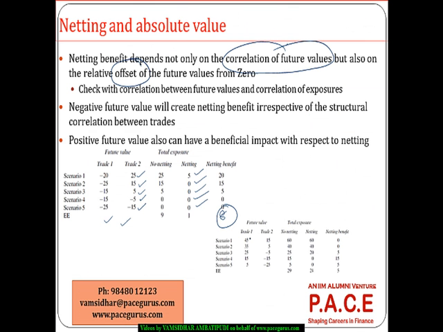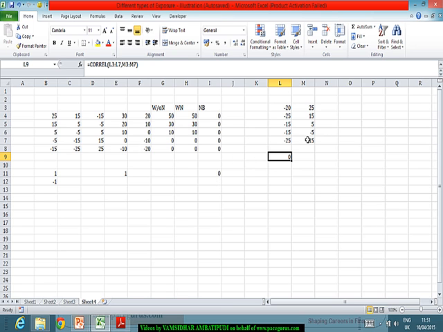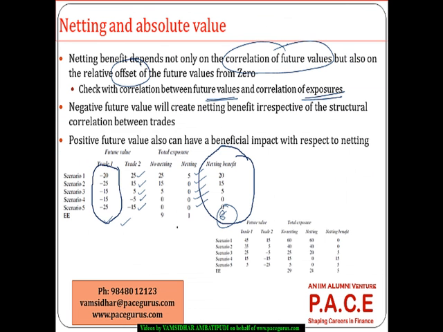Even though the correlation is 0, I am able to get a very high netting benefit. The reason being, all of the values of trade 1 are negatives. So this is one more point. I have to look at the correlation between the future values as well as the correlation between the exposures also. Here, if I look at the correlation between the exposures, it could be much different. And one simple point for me to understand is, if all the individual trades are having a negative value, it will definitely create a netting benefit.